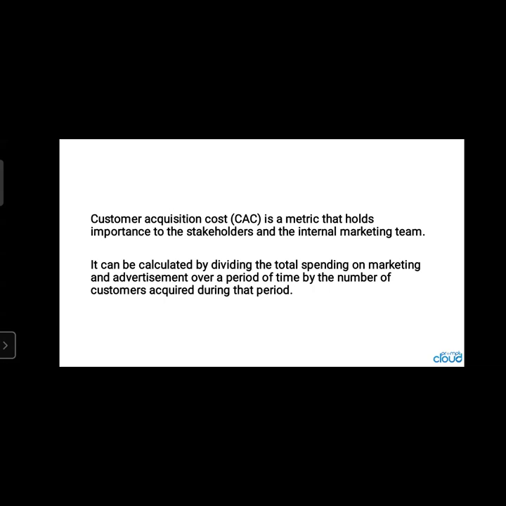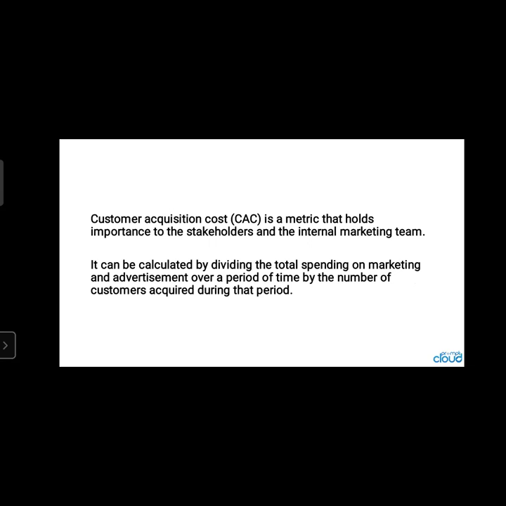When it comes to spending on marketing and advertising, it is around 90,000 rupees, divided over a period of time. What makes it a period of time? That may be 12 months, and then divided by the number of customers. If the number of customers is around 1000, 90,000 divided by 1000 comes to 90. So this is how that particular customer acquisition cost is calculated.